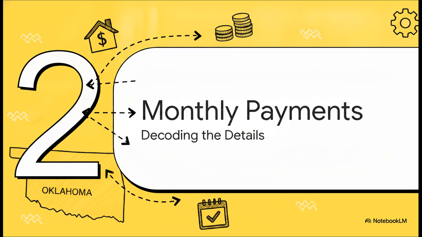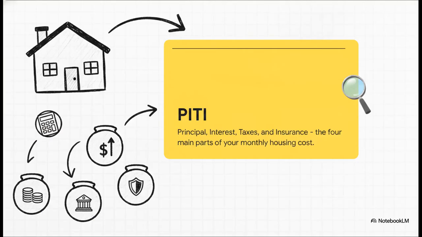Moving right along to Section 2, decoding your monthly payment. If you've spent even 5 minutes looking at real estate, you've probably heard the industry jargon PITI. Let's demystify that real quick. PITI stands for Principal, Interest, Taxes, and Insurance. Understanding this simple little acronym is the absolutely crucial first step to running accurate calculations. Why? Because your mortgage isn't just paying back the loan, it's actually covering these 4 distinct buckets every single month.